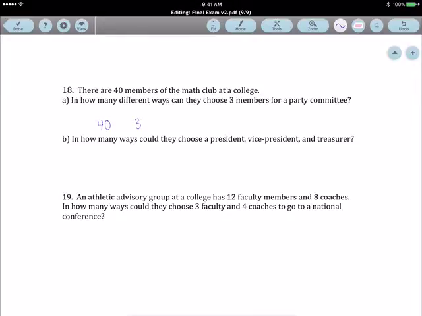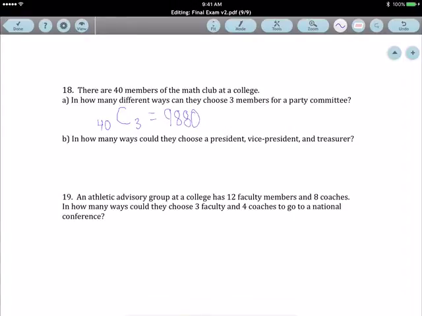When you're choosing people for a committee, does order make a difference? Is a committee of Bart, Kate, and Courtney different than Courtney, Kate, and Bart? No, it's the same. So this is a combination problem because the order does not make a difference. And then you can use the formulas if you feel like it. It's a lot easier if you just remember the calculator steps for calculating these combination problems. And you get 9,880 for the answer.